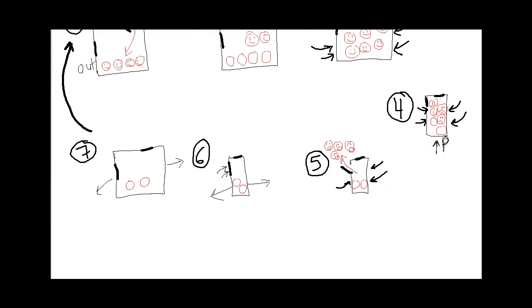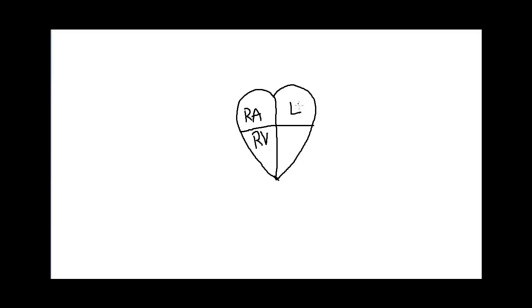Okay, let's scroll down a little bit. Let me show you something I came up with. Let's draw a nice, wonderful Valentine's Day heart. There we go. It's one lovely heart. And let's partition it into the 4 quadrants that I'm pretty sure you already know. We have right atrium, right ventricle, left atrium, and that leaves us with left ventricle.